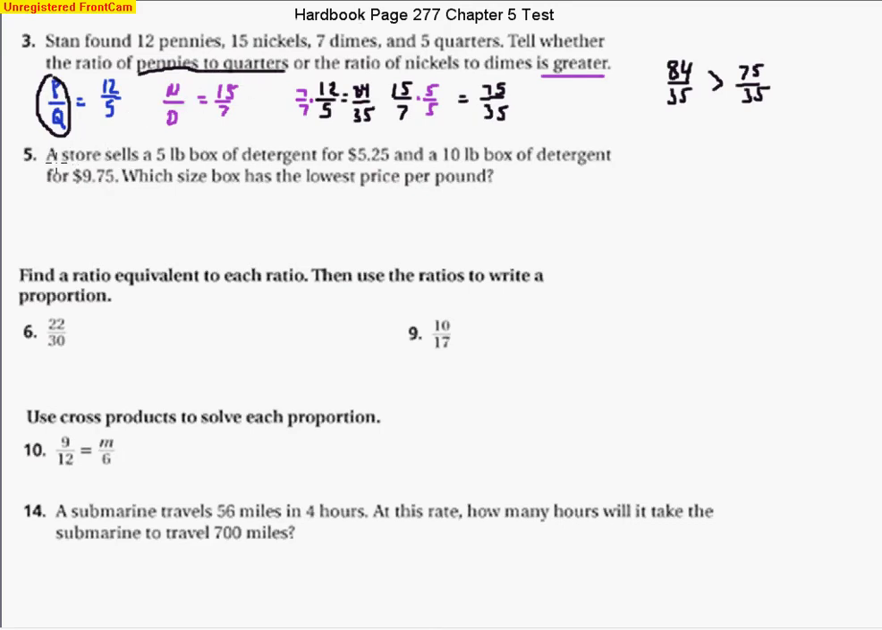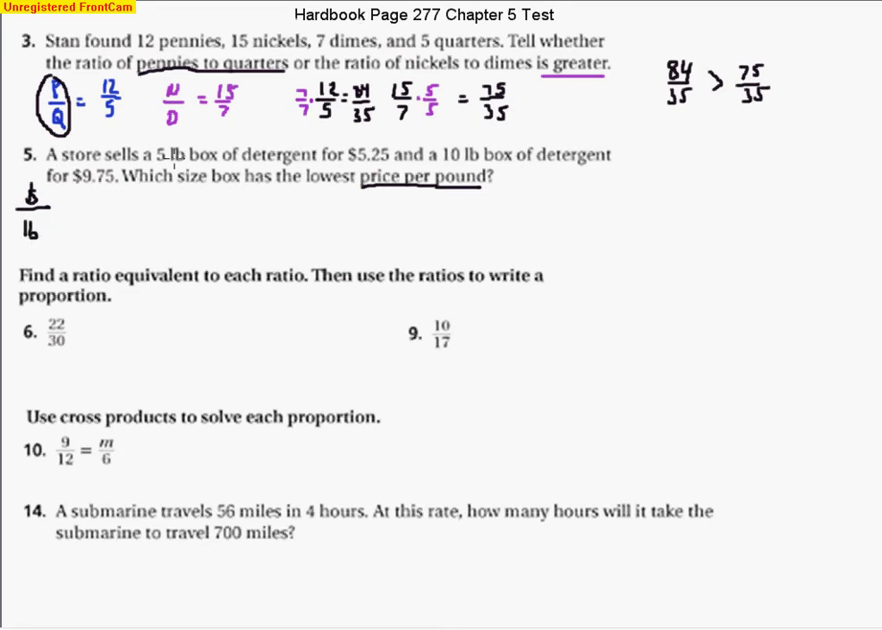Well, the next one is similar. We're asked to find out which is the lowest price this time. And they're going to give us, it looks like the store sells a 5-pound box of detergent for $5.25, and a 10-pound box of detergent for $9.75. So which is the better deal? Which is the lower price? So I want to know price per pound. So price needs to go on top of the fraction, and pounds, LB for pounds, on the bottom.